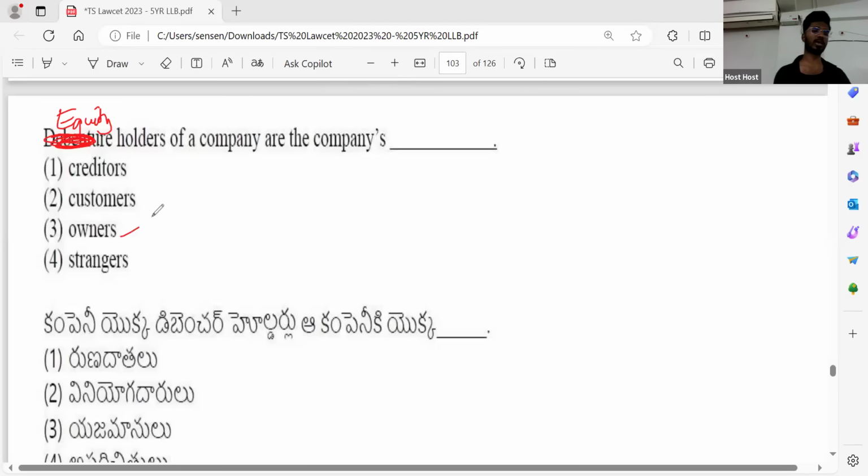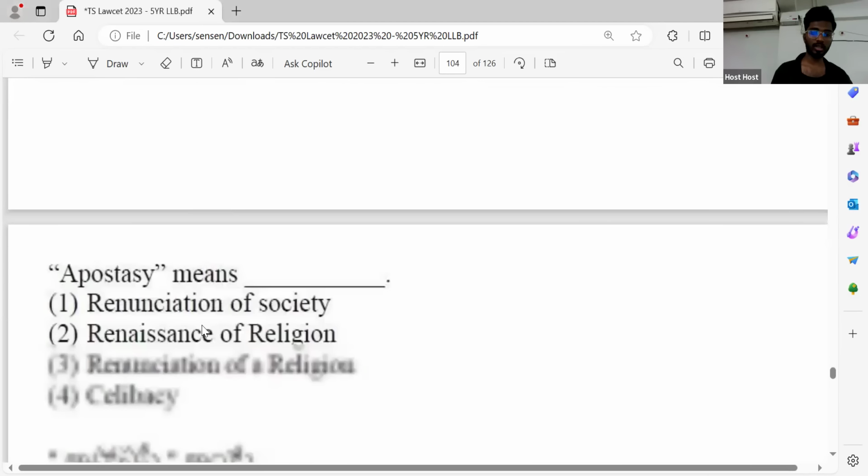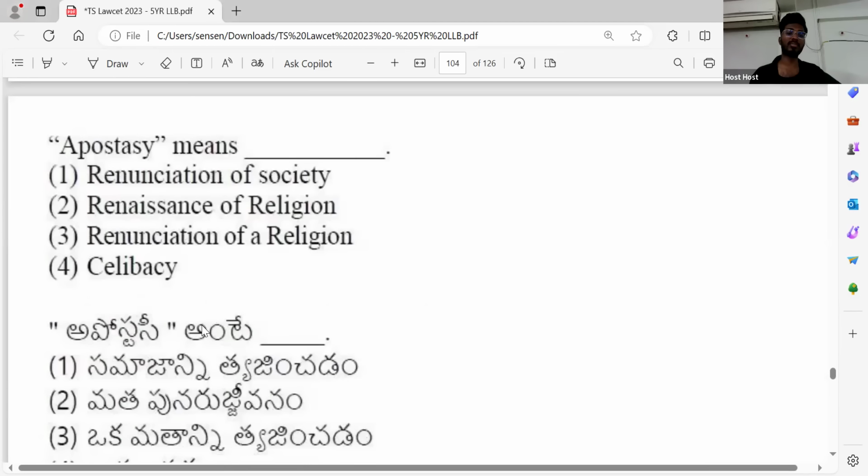Or shareholders or whatever it is. What is the meaning of equity? Equity is ownership, right? So if I'm giving my ownership to 5 of the people, then they are the owners, right? So that's it. Next, apostasy. What is the meaning of apostasy?